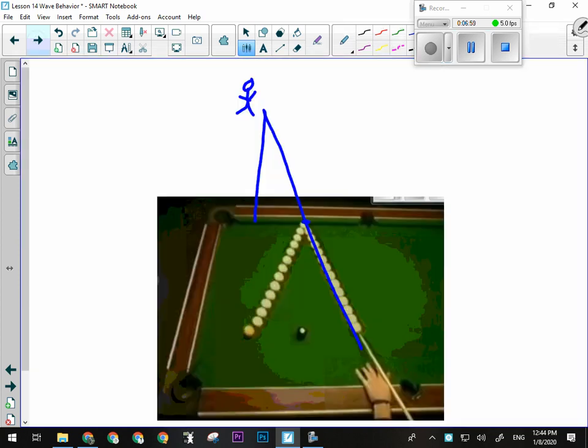And that can come in useful in certain situations, like in pool. How many people play pool? Okay. Anybody able to consistently hit a bank shot? Yes. Okay. After today, all of you will be able to consistently hit a bank shot. Bank shots are way easier than people make them out to be, right?